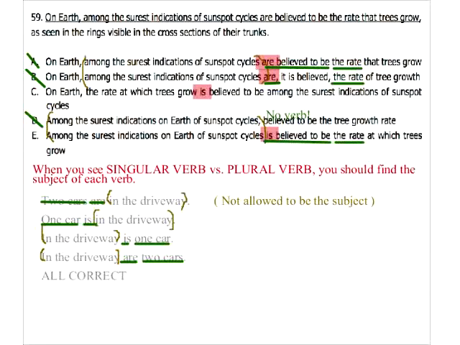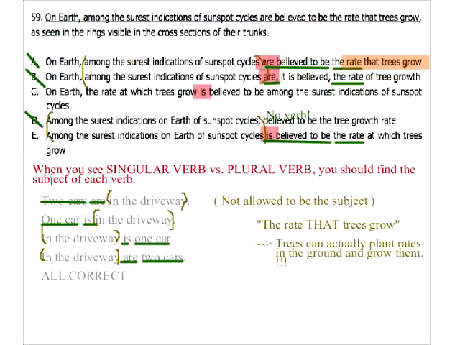So this also ties in with the last problem, because the rate that trees grow also doesn't work. So you can only eliminate one choice on that, but it's still an elimination, right? The rate that trees grow would mean that trees can actually plant rates in the ground and grow them. So that doesn't make any sense, right? Trees don't grow rates. So the rate that they grow, not okay.